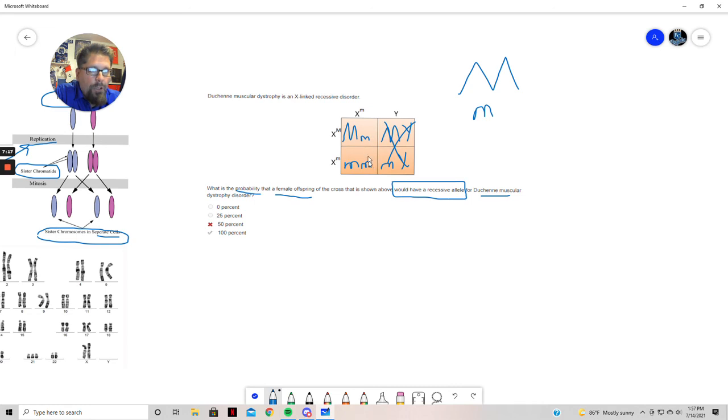And now if we look here, this lady does have, unfortunately, muscular dystrophy. This one does not. The big M saved the day, but she still has the recessive allele. So the reason why they're looking for 100% is because they're not looking for who has the trait. They're looking for who has a recessive allele.